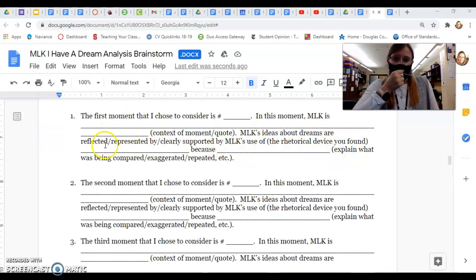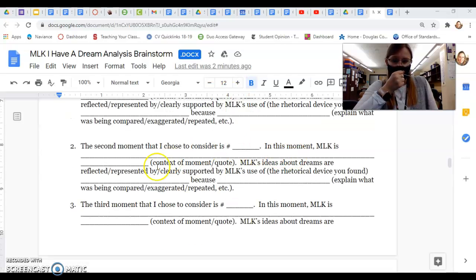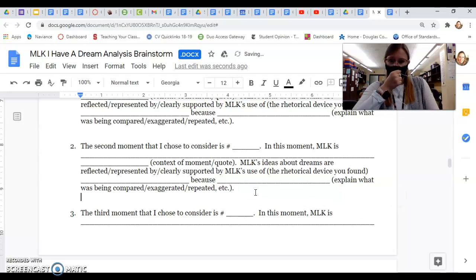Then explain what was being compared or exaggerated or repeated, right? So tell us, how does that device support his idea about dreams? And you're going to do that for your second and your third idea.